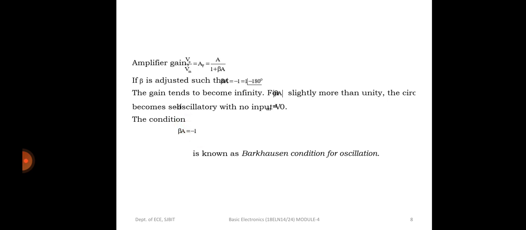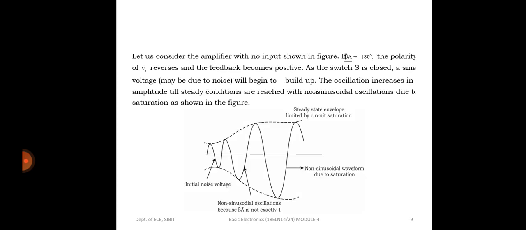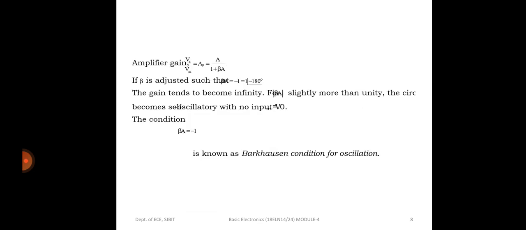The condition beta A equal to minus 1 is known as the Barkhausen condition for oscillation. Now let us consider the amplifier with no input, which is as shown here.